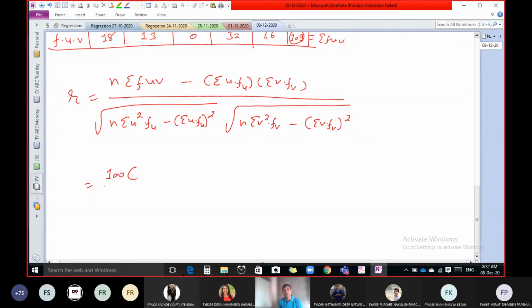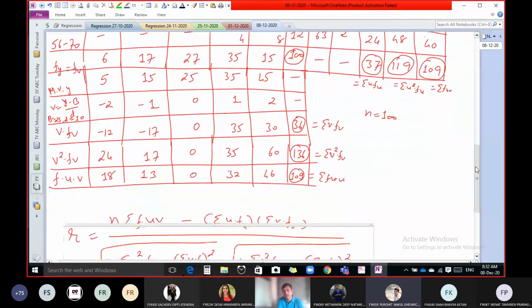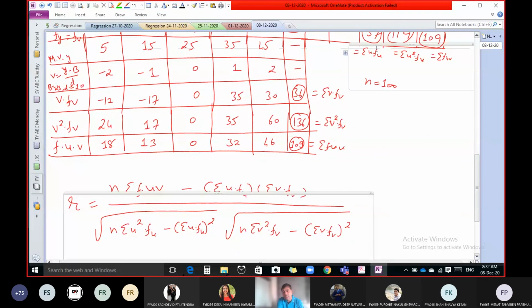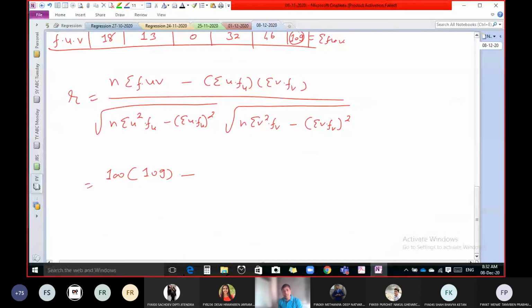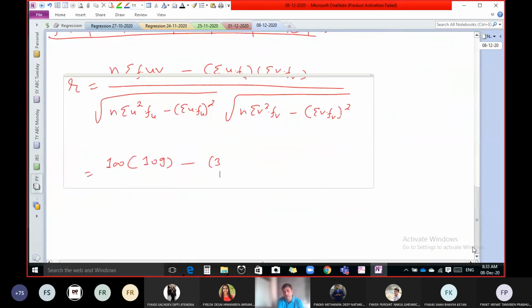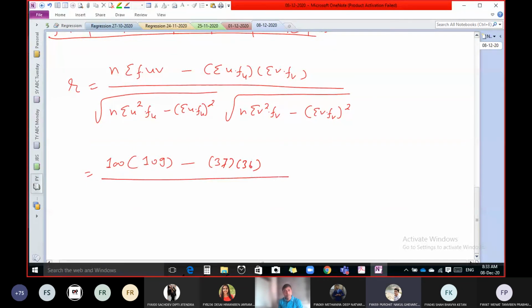What is sigma f into u into v? 109, sir. Correct. And we have a value of sigma u into fu. What is u into fu? 37. V into fv, 36. So simple calculations there. 37 into 36 or 36 into 37. Let us check it. 37 into 36. Then simple calculation. N is 100.